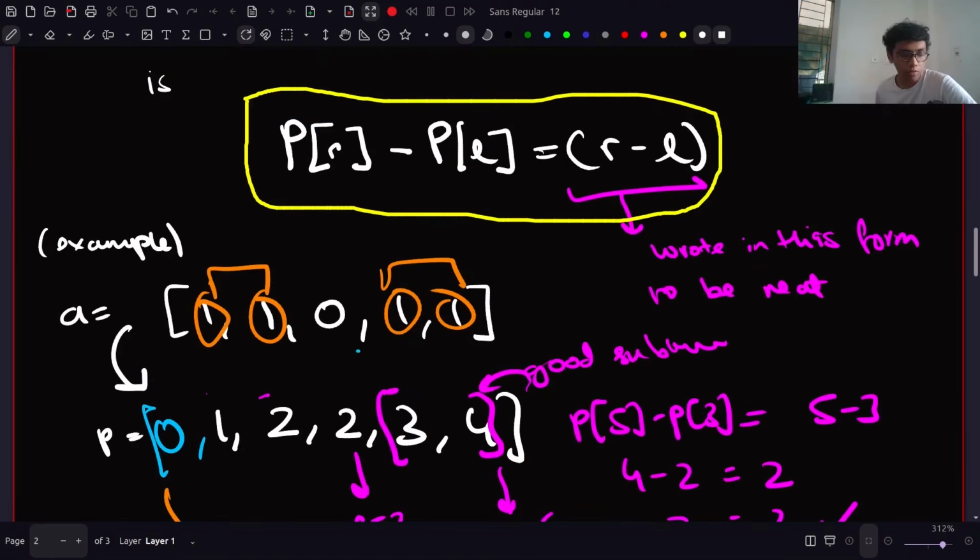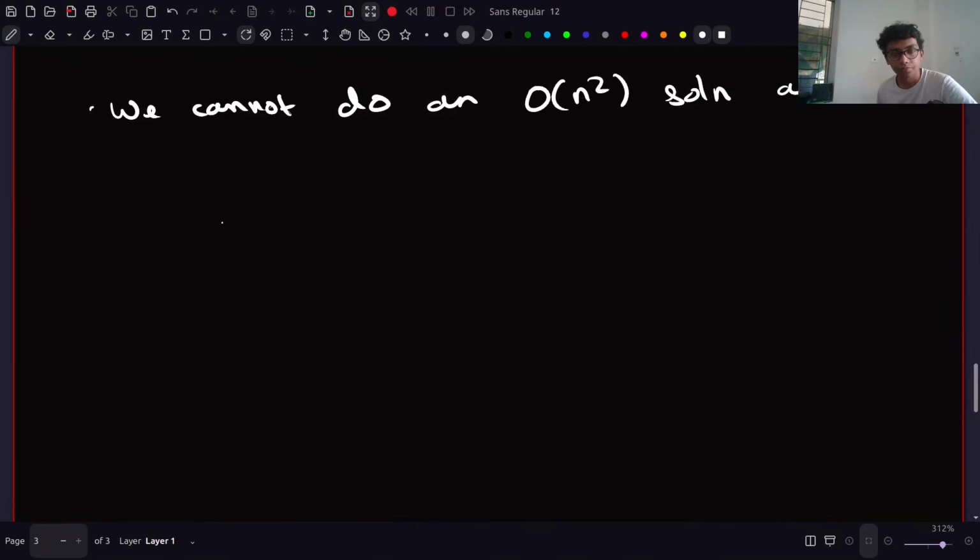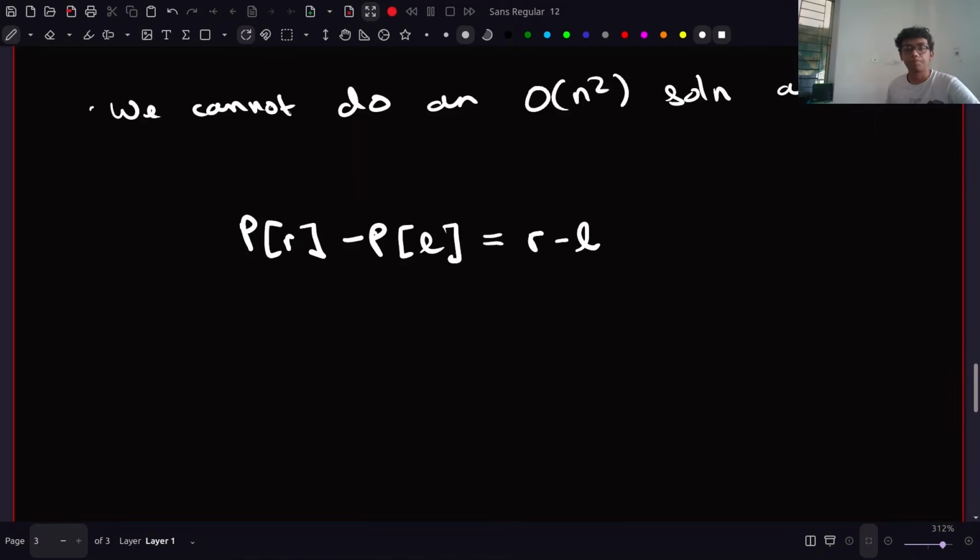Now, one of the ways which we optimize prefix sums or DP problems is by considering the equation that they form. This sometimes helps us optimize DP states or prefix sum states. So here, when we write P of R minus P of L equals R minus L, one of the reasons we wrote it in this form is because it's very nice and symmetric, and we can now simplify this.